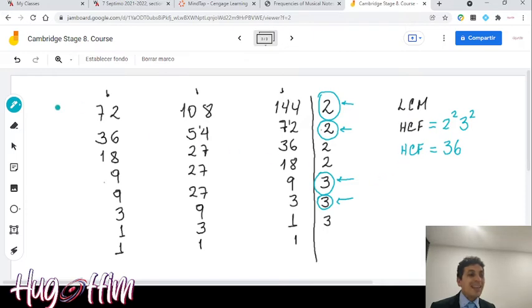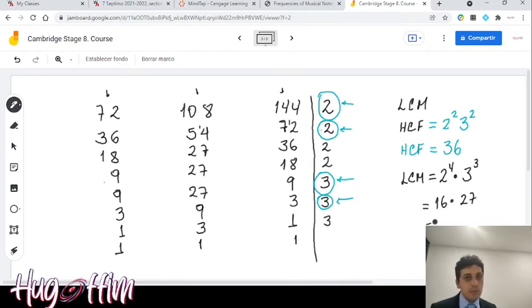But what about the least common multiple? The least common multiple is going to be the multiplication of all the factors that we got in our prime factorization. So in this case it will be 2 to the 4th power times 3 to the 3rd power. We have many options to do this multiplication. 2 to the 4th power is 16, times 3 to the 3rd power is 27. And we can multiply these two numbers, 16 times 27.